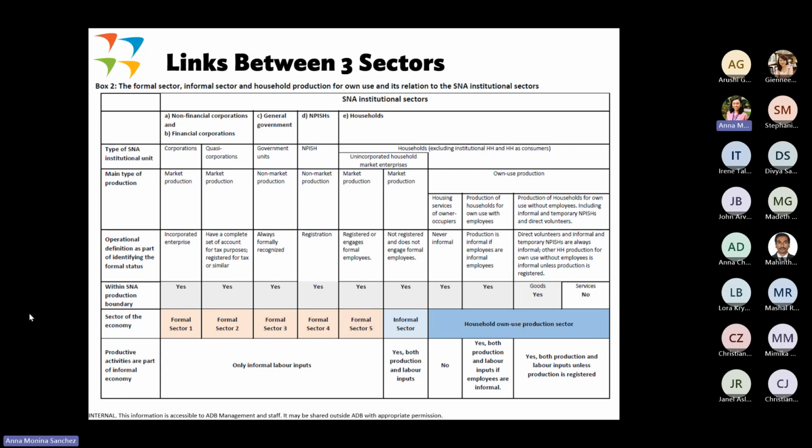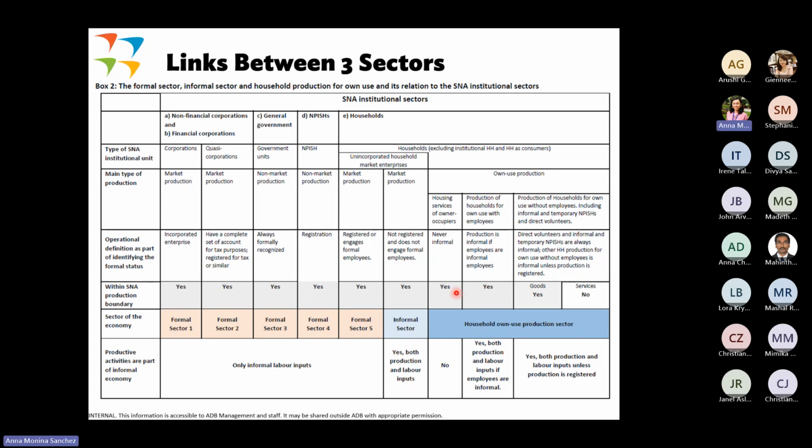Now, when it comes to productive activities that are part of the informal economy, the only portion of your formal sector that would have links to the informal economy would be your labor inputs. So if they employed informal labor, then those informal labor inputs would be part of the informal economy, which is your informal sector plus informal labor inputs plus informal activities. As for the informal sector, yes, both productive activities and inputs are always informal.